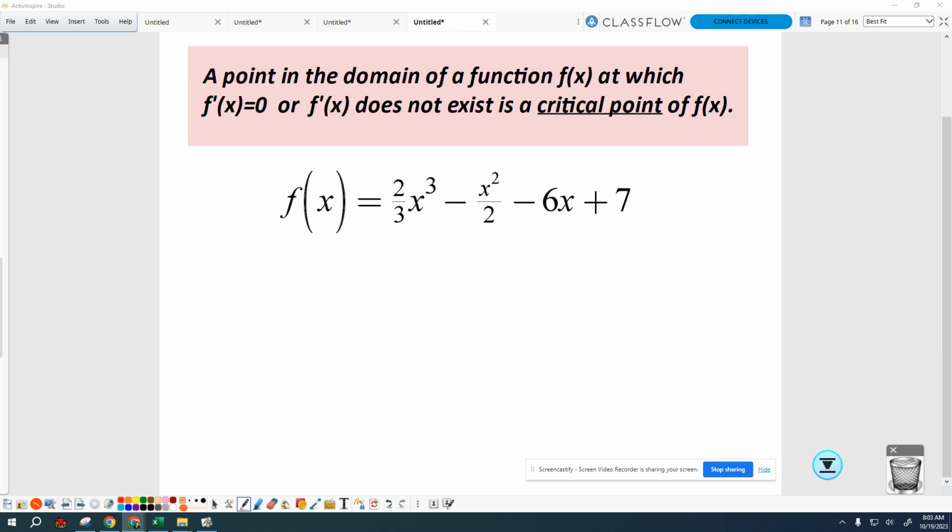Okay, so Brooke, how do we find critical points with this function? I found the derivative and then I set that to 0. Okay, so doing the derivative, what do we get? 2x squared minus x minus 6. And you said set it to, where is it undefined? Nowhere? Okay. Camden, how do I factor this? I didn't get there yet.